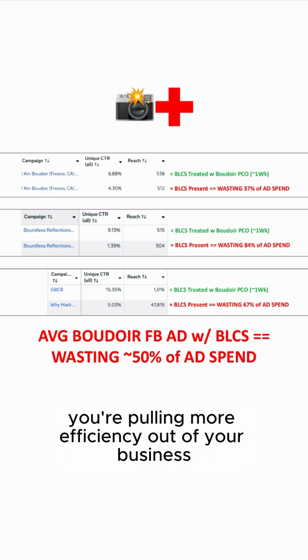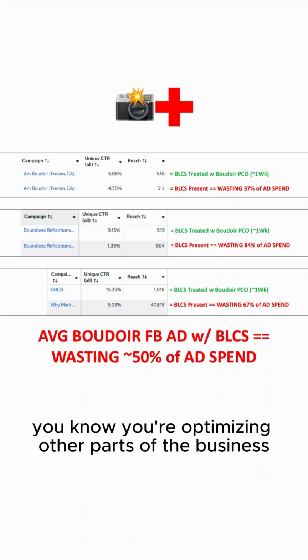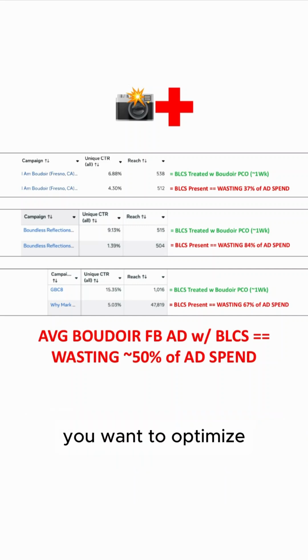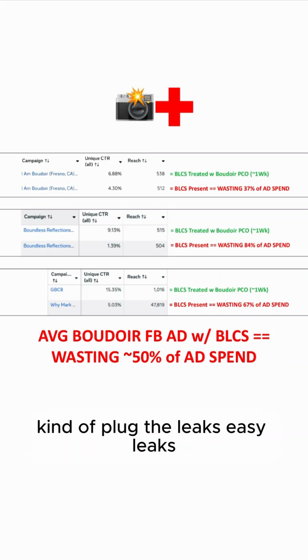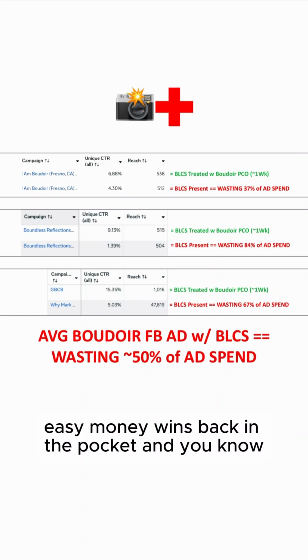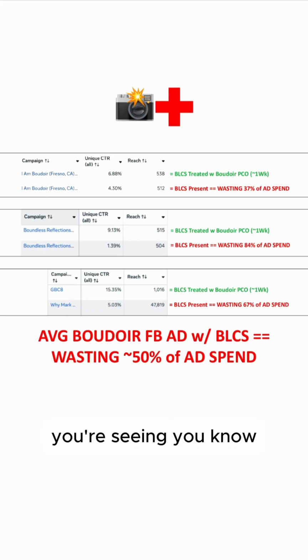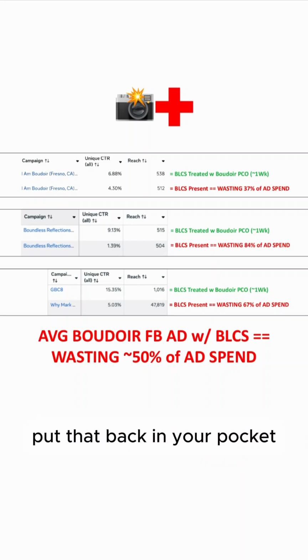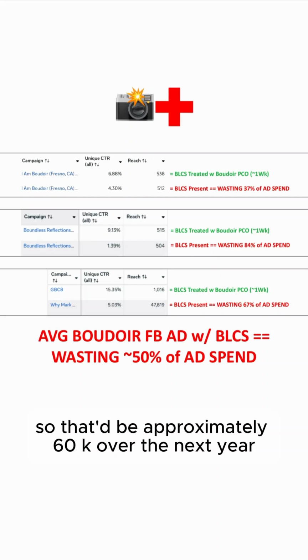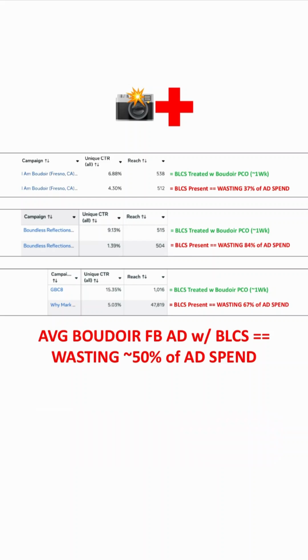So you decide you're pulling more efficiency out of your business. You're optimizing other parts of the business. Now you decide you want to optimize the Facebook ad part of your business, kind of plug the leaks, easy leaks, get some fast, easy money wins back in the pocket. And you're seeing, we can approximately eliminate about 5K a month in wasted Facebook ad spend. Put that back in your pocket. So that'd be approximately 60K over the next year.